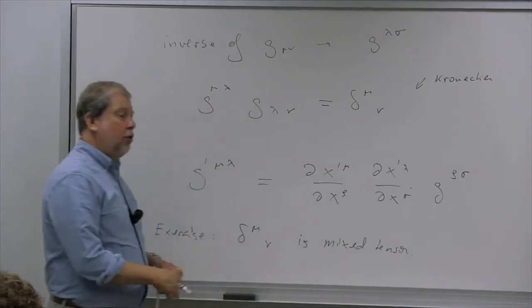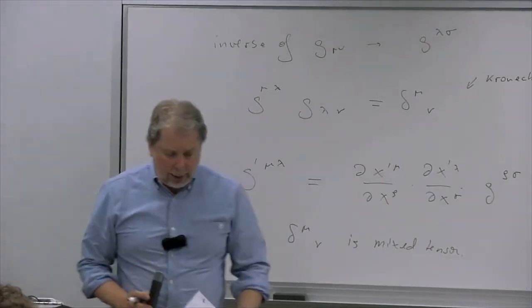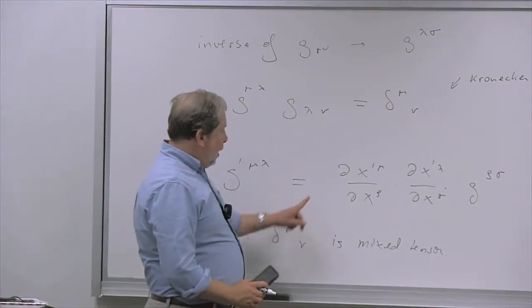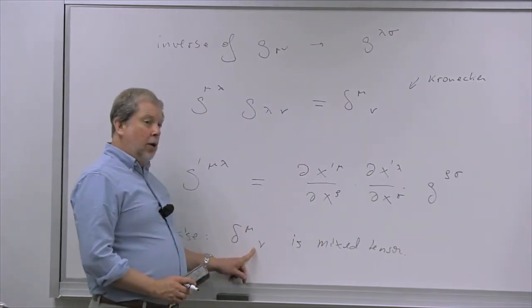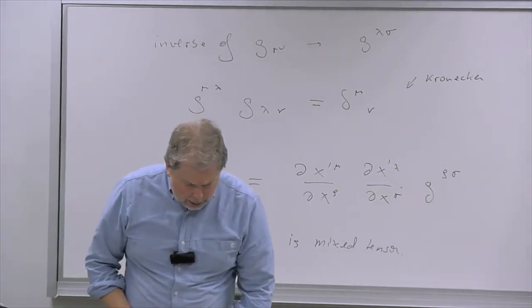It is a mixed tensor, so we're actually justified in writing one index upstairs and one index downstairs, because when you multiply it by dx prime by dx for the upper index and dx by dx prime for the lower index, in fact, those two factors just cancel out and give 1.